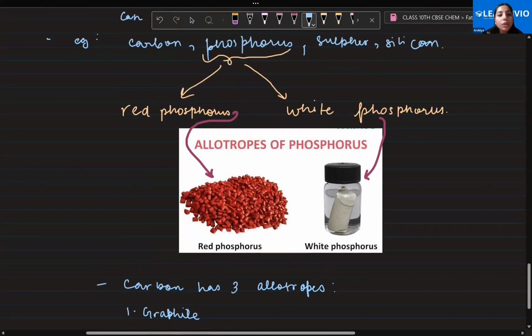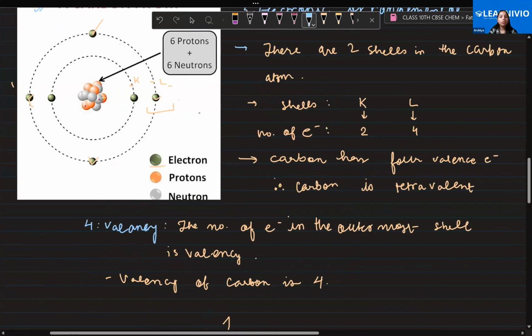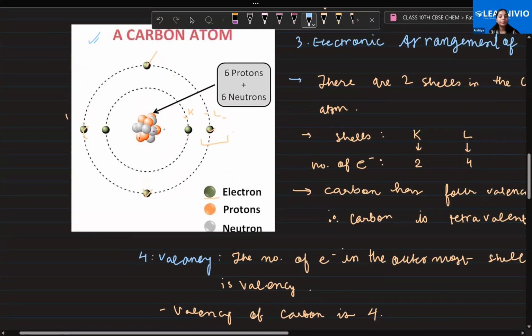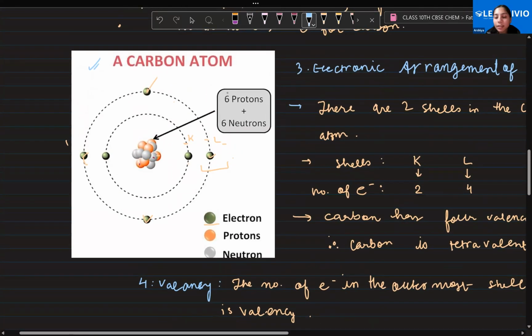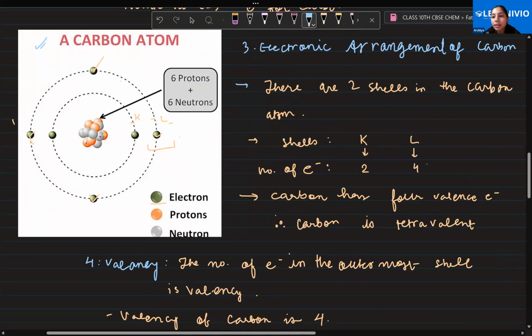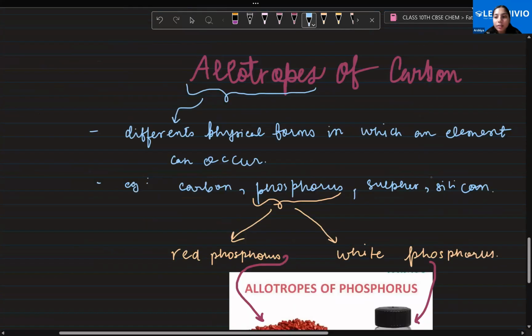Also, your question was the electrons are also changing, so why is it constant? I'll tell you in the next class. Yes, I have a doubt. What are allotropes? I didn't understand from the definition.